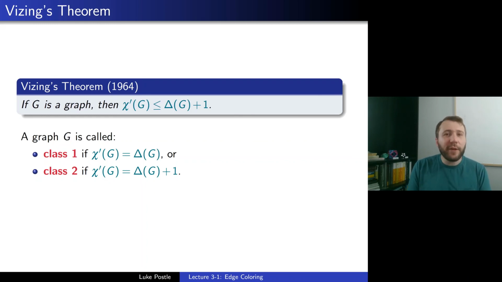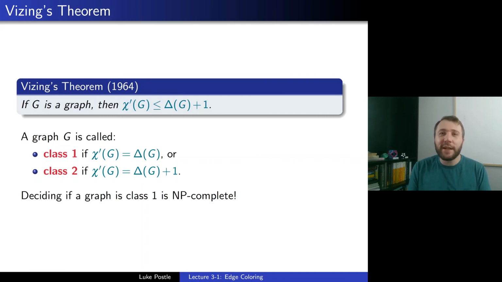And you might then wonder, okay, can I do more? Can you tell me exactly which ones are class 1, which ones are class 2? And that would be very nice. It just seems impossible, because it turns out that deciding if a graph is class 1 versus class 2 is an NP complete problem. So if there was some very nice characterization, that would probably mean there would be a polytime algorithm to decide this, and it would collapse the P versus NP hierarchy.